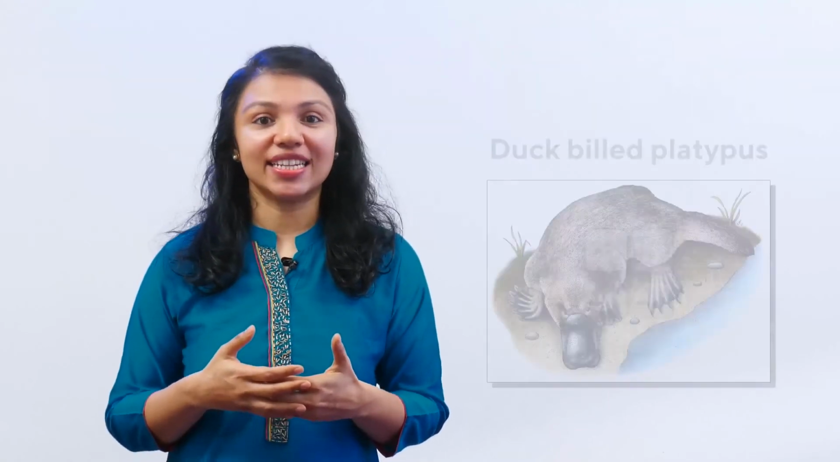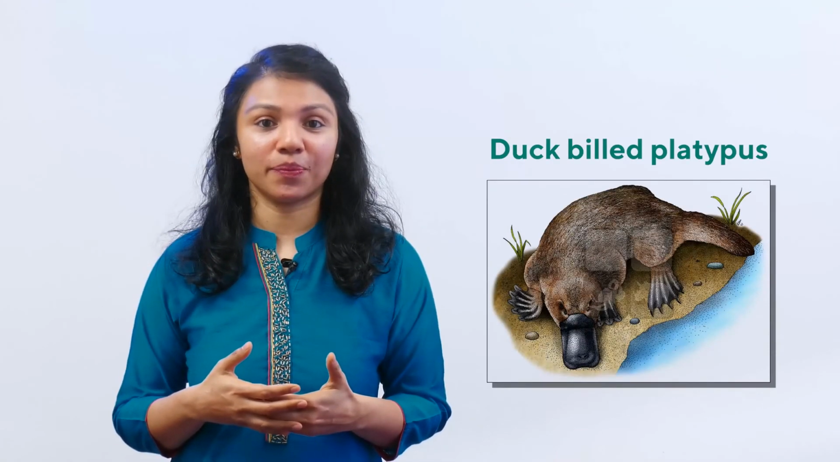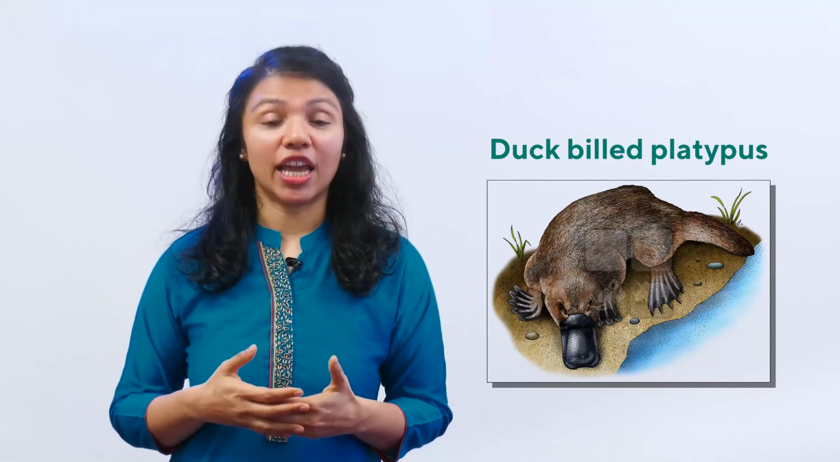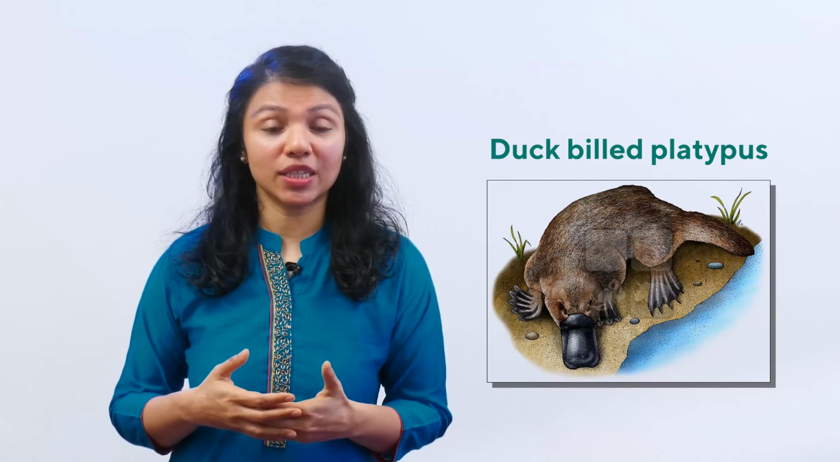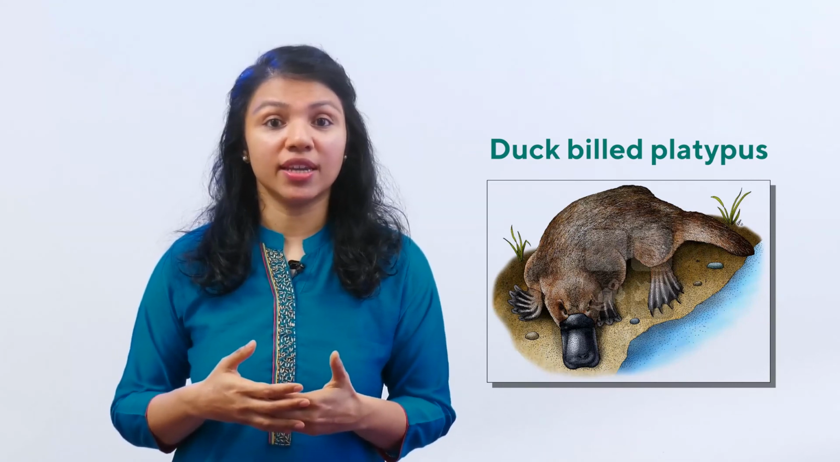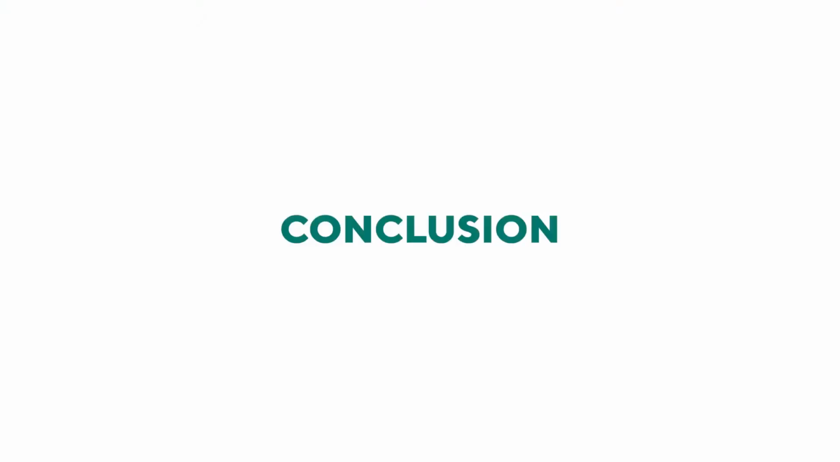Another exception that we will look at now is a duck-billed platypus. They lay eggs, and you know what? When the eggs hatch, the babies come out, and the platypus would actually feed the babies with their own milk. So they have both the characteristics of an egg-laying animal and also a mammal. Interesting, isn't it?